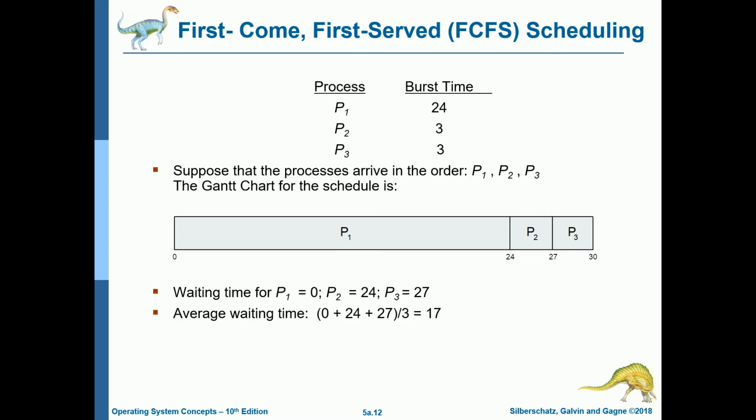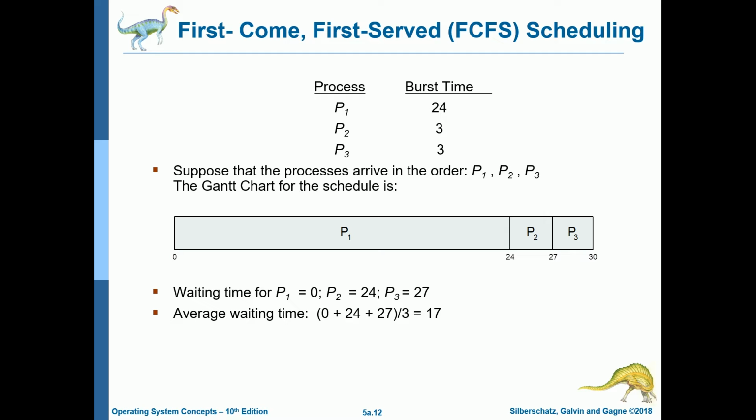By far, the simplest CPU scheduling algorithm is first come, first served, FCFS. With this scheme, the process that requests the CPU first is allocated the CPU first. The implementation of the FCFS policy is easily managed with a FIFO queue. When a process enters the ready queue, its PCB is linked onto the tail of the queue. When the CPU is free, it is allocated to the process at the head of the queue. The running process is then removed from the queue.